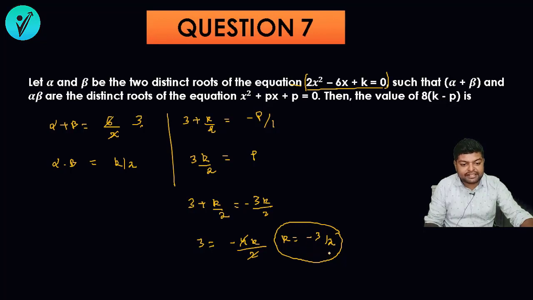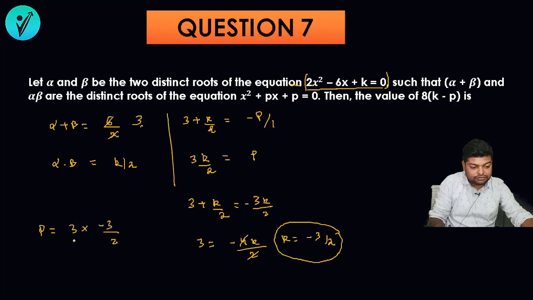So if k is minus 3 by 2, what will be the value of p? The value of p will be what? It will be 3 into, let's keep the value of k, it will be minus 3 by 2. So it's minus 9 by 4.